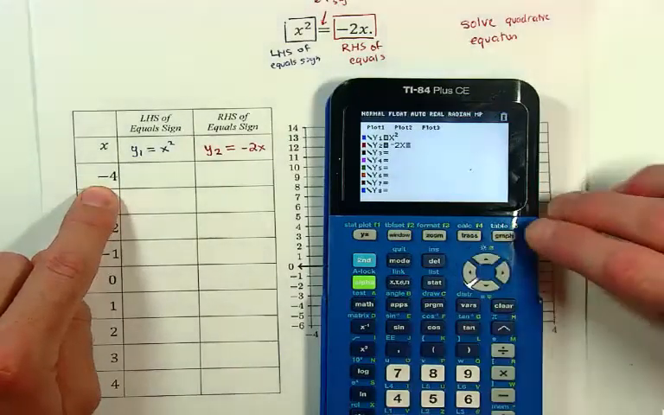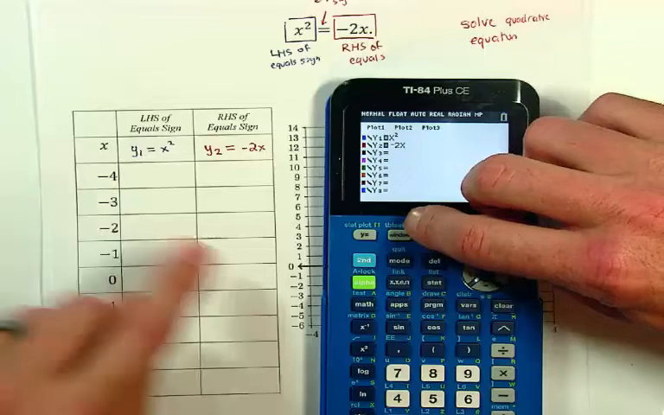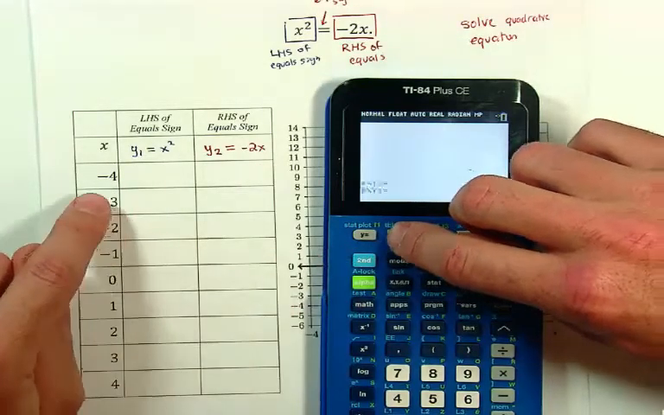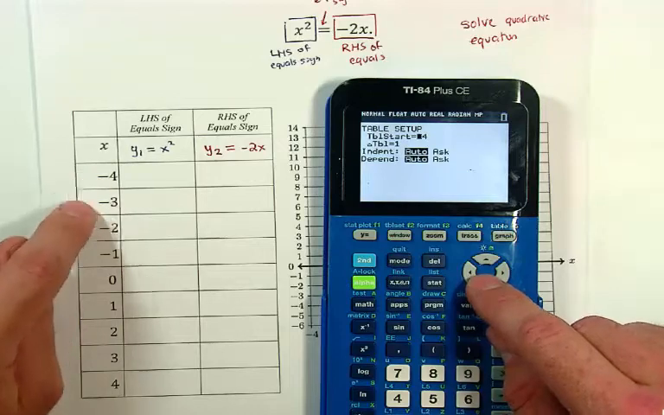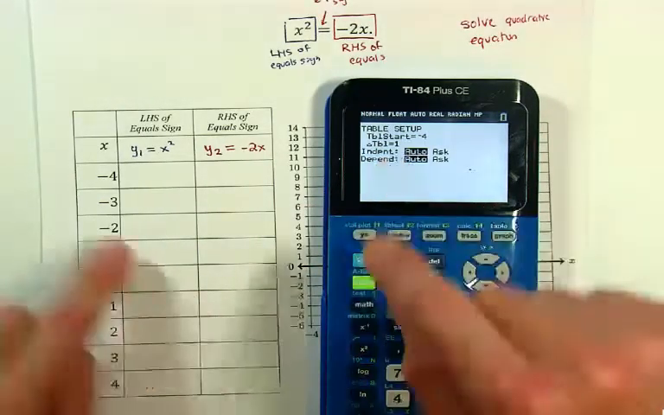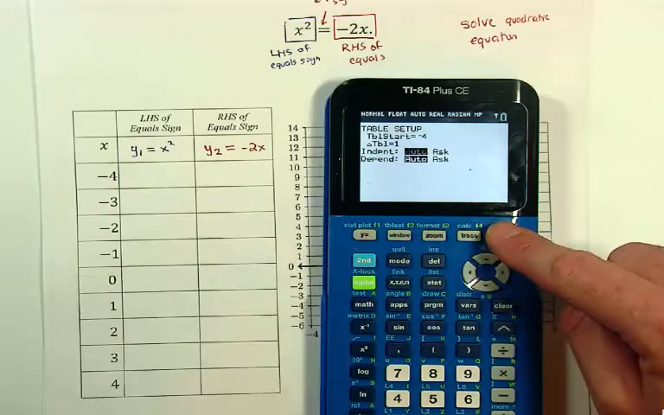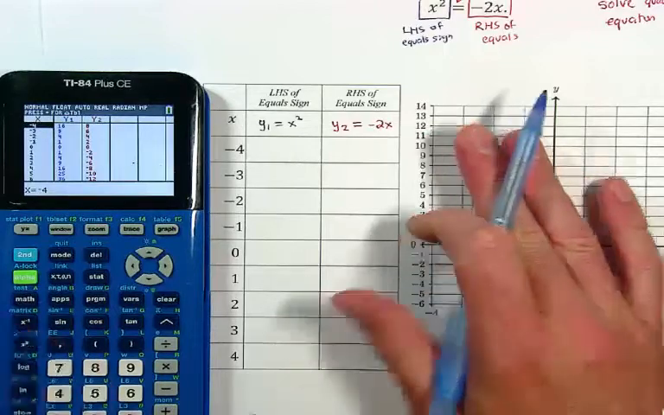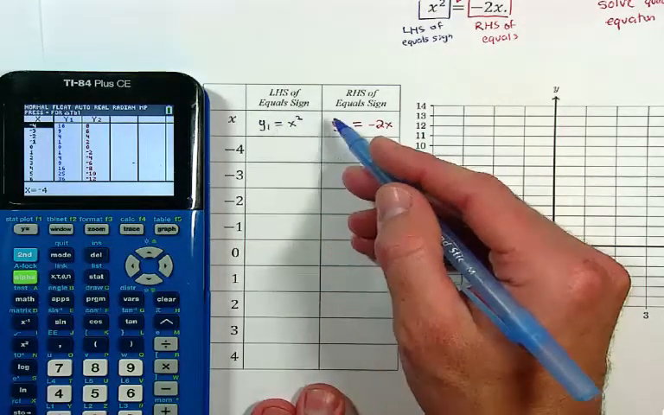I'm going to want to go to my table, but I know that I'm going to want to set my table first. In particular, I'm going to set my table with the start value negative 4, and my delta between rows is 1. That's exactly what I have here. My independent variable is going to be automatically calculated. Let's go to the table here. I can now fill out the values of the output for both my y1 and my y2.